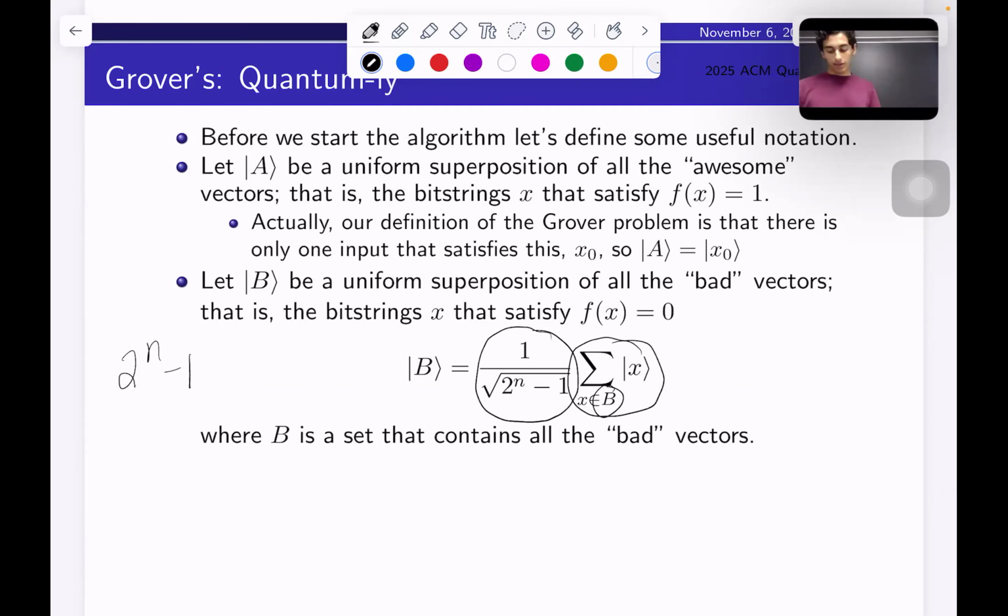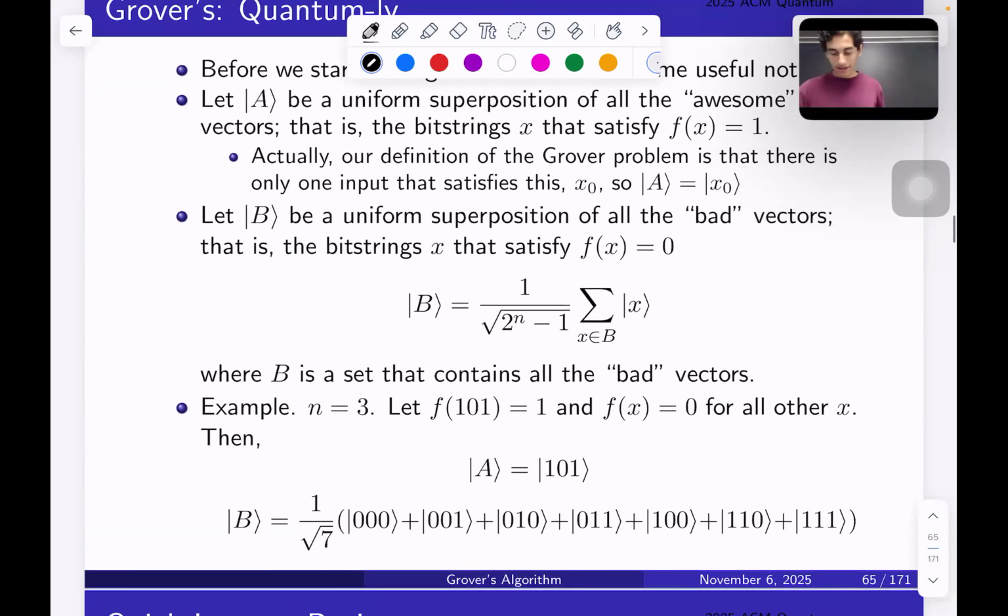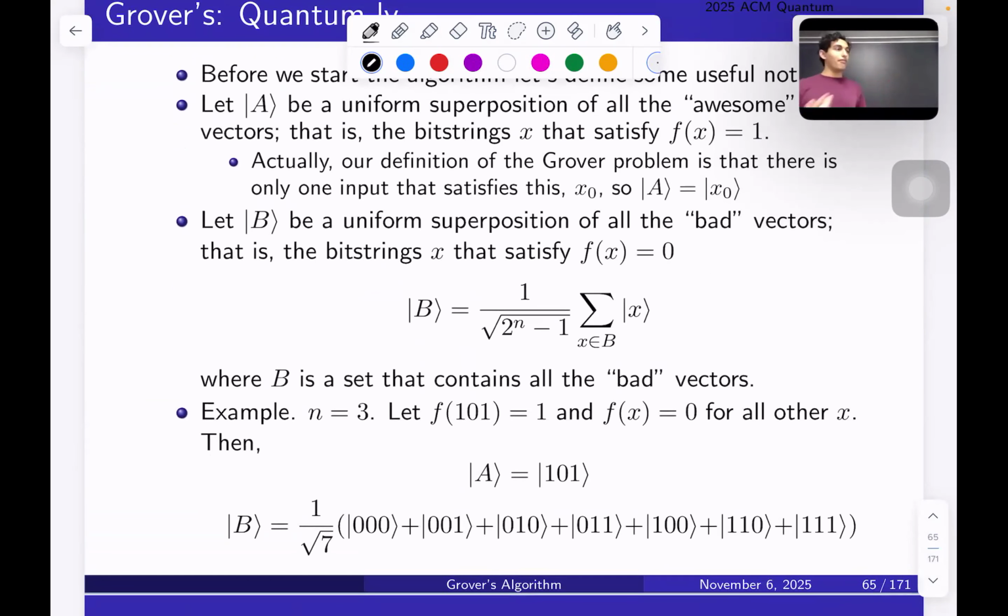So we're letting B be that set of vectors, or bit strings, that return zero. I give an example of this, I'm pretty sure. So if n equals 3, you have 2 to the 3, which is 8 possible bit inputs of the function. Let's say that 101 returns 1, which is the one we want to solve. And then for all the other inputs, we output 0.